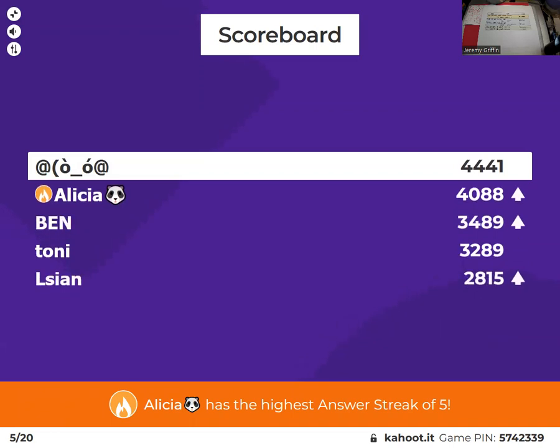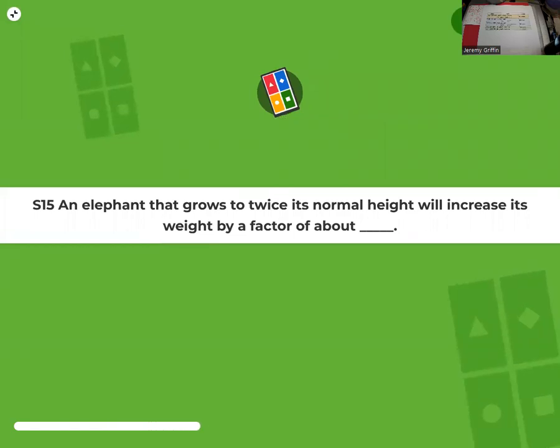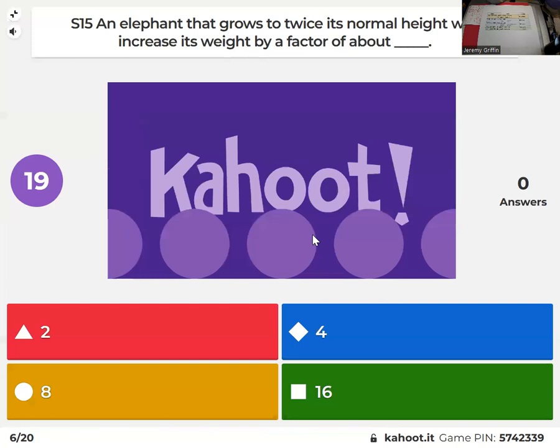Determined snail still keeping the lead. Alicia on fire. An elephant that grows to twice its normal height will see its weight increase by a factor of what? So twice as tall elephant weighs how many times as much?